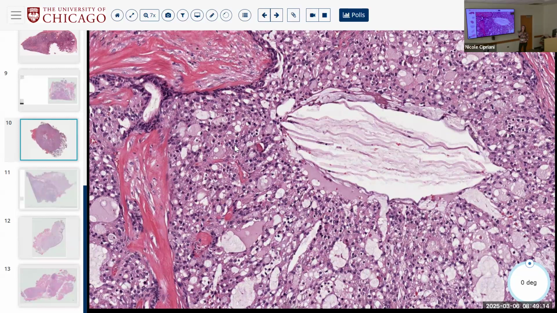Gene fusion. ETV6 NTRK3. So this is one of the many NTRK tumors in the body. Since I mentioned breast, you might ask about GATA3.